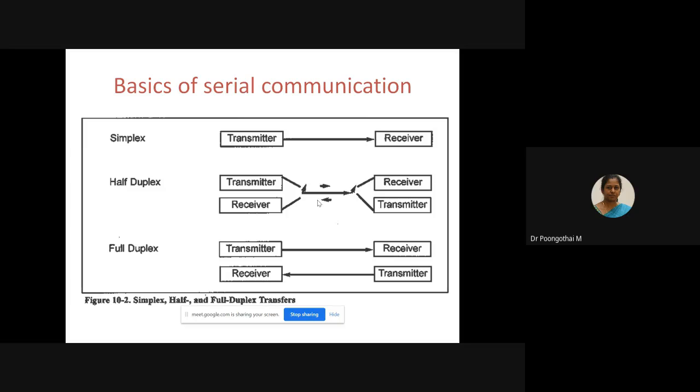And in full duplex, data is transmitted in both ways at a time, so transmission and reception can proceed simultaneously. The communication link requires two wires for data, one for transmission and the other for reception.